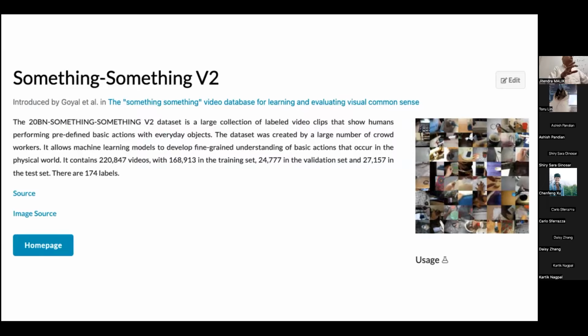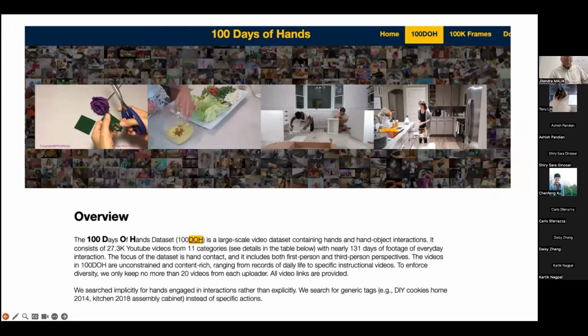So what's our eventual goal? We need to have robots do all of this, right? But first, let's understand how humans do all this.